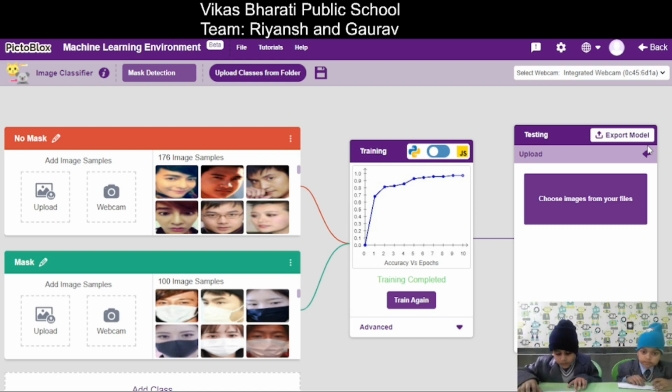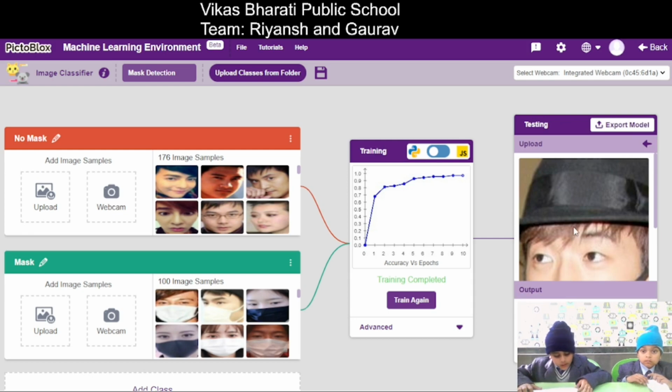To implement this model, we used a set of picture blocks of masked and unmasked faces to train the system and trained them with the built-in system. After training, we are going to test our model.